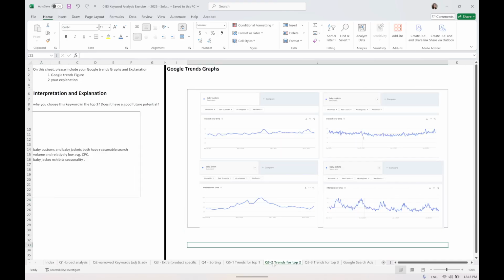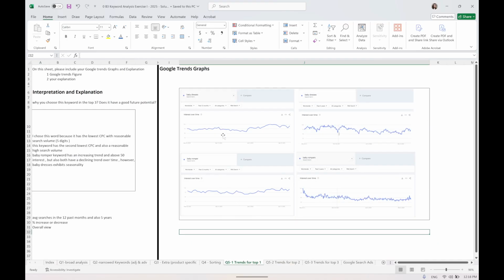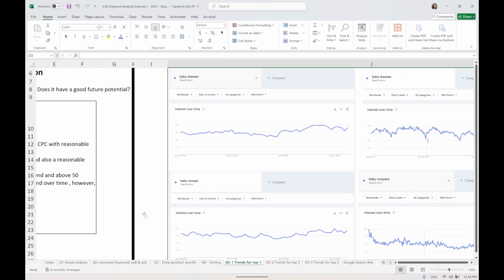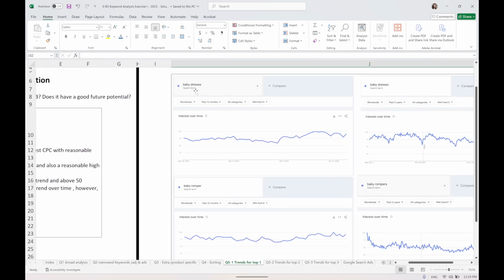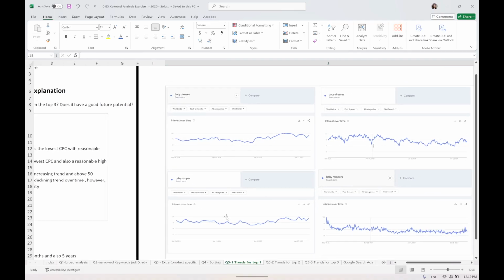I put here 3 keywords, but because I'm a teacher, I was more curious and I was looking at multiple keywords. For example, I was looking at baby dresses versus baby rompers. Here baby rompers, as you can see, it's quite steady, but in the long term it seems like it's going down. Same applies for everything after COVID. But there is kind of seasonality here for the dresses, because dresses may be more for certain seasons, while rompers are worn all year round. So you can see this kind of behavior.